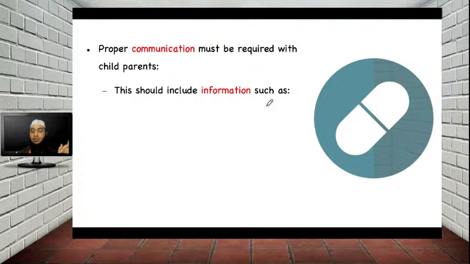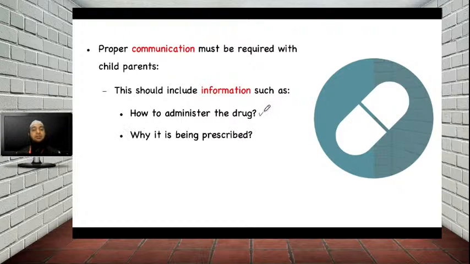Okay, so this information should include how to administer the drug. Suppose it is the oral route, or if it is a reconstituted medicine, then proper instruction should be given to the mother on how to administer the drug to the child. Likewise, why the drug is being prescribed is very important. So you must tell why a particular drug is given to the child, and how long it is going to take to produce the pharmacological action. So you should explain that also.